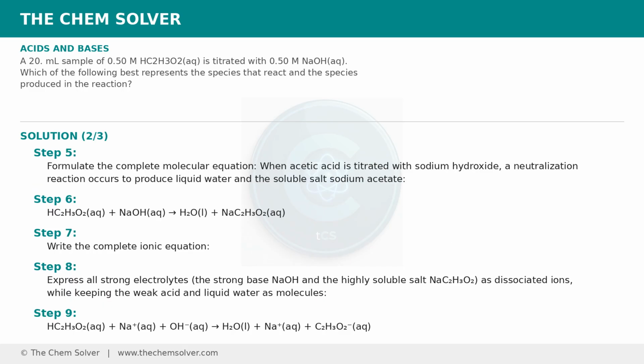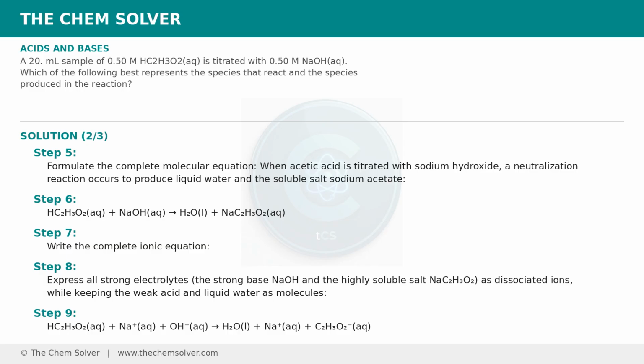Formulate the complete molecular equation. When acetic acid is titrated with sodium hydroxide, a neutralization reaction occurs to produce liquid water and the soluble salt sodium acetate. HC2H3O2 plus NaOH gives H2O plus NaC2H3O2.